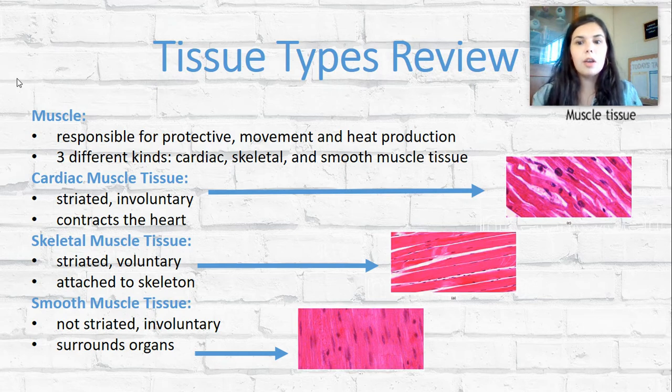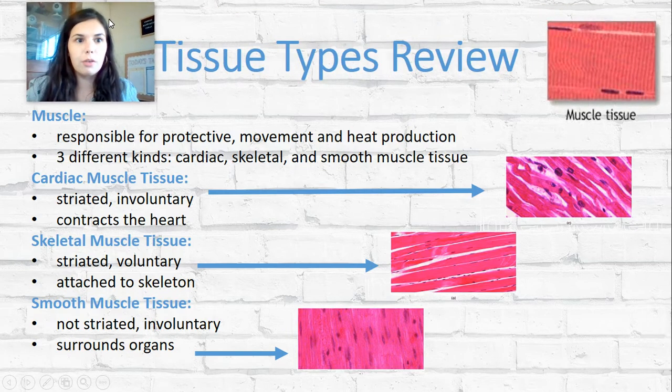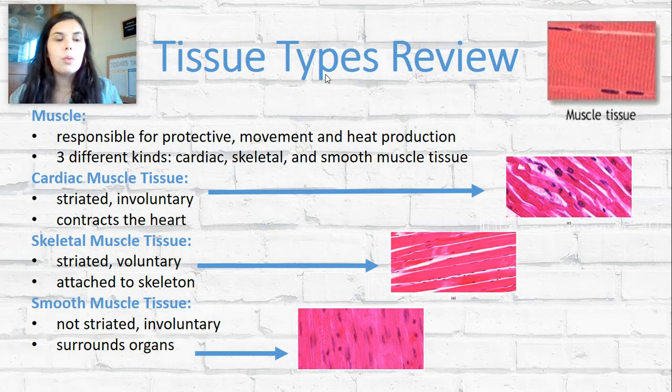Okay. And then when we're talking about muscle tissue, we have three different types of muscle tissue. I'm going to move my camera over to this side so you can see the image here. Your muscle tissue is responsible for protection, movement, and then heat production. Your three different kinds are cardiac, skeletal, and smooth muscle tissue. Remember that cardiac is striated, meaning it has the stripy look, as you can see in the photo right there. And it's involuntary. Remember that that means that your heart will pump without being told to do so. It does it on its own. And so your cardiac muscles are everything that surrounds the heart and helps the heart to contract.